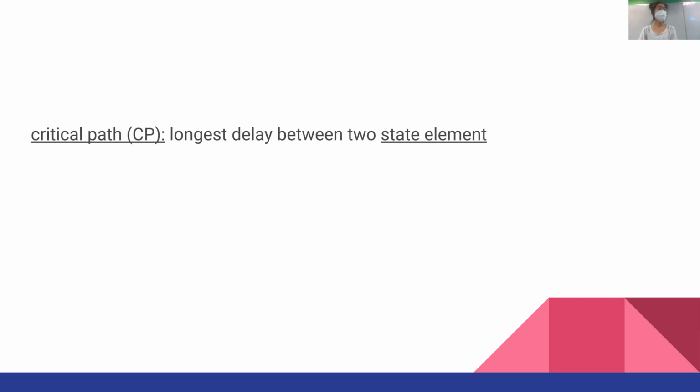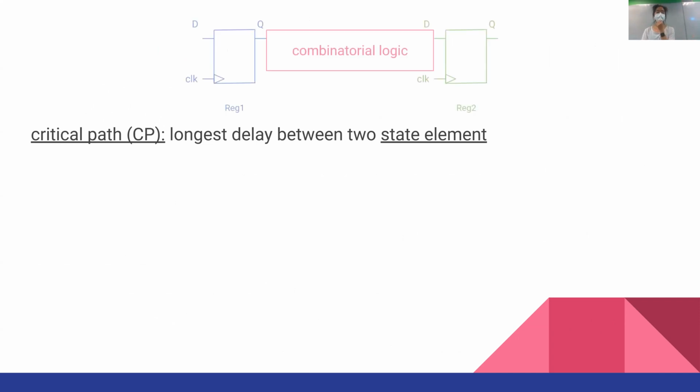Okay, so Bernie mentioned critical path earlier. That is the longest delay between two state elements, say register to register, memory to register, etc. It looks something like this. We might have register 1 and register 2, and in between we have a bunch of combinatorial logic. To calculate the critical path, we take the clock to Q, add the longest combinatorial logic delay from inside this pink section, and then add the setup time.